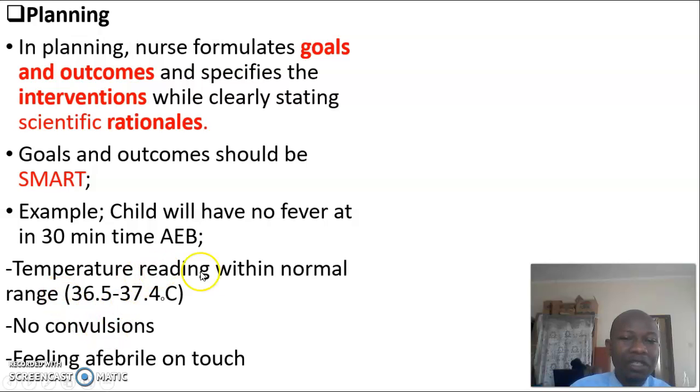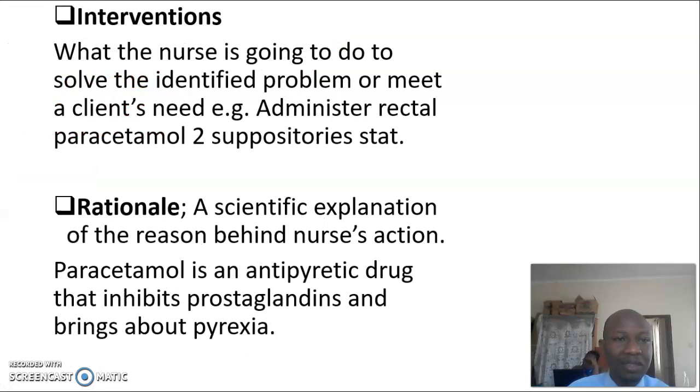The temperature reading will be within normal range, and then you state the normal range. Do not just say normal range, but state the normal range of temperature. And then the child will also have no convulsions, and the child will no longer be febrile on touch. So that will be the goal. The goal is stated, and then also the outcomes are stated. So that is the planning phase.